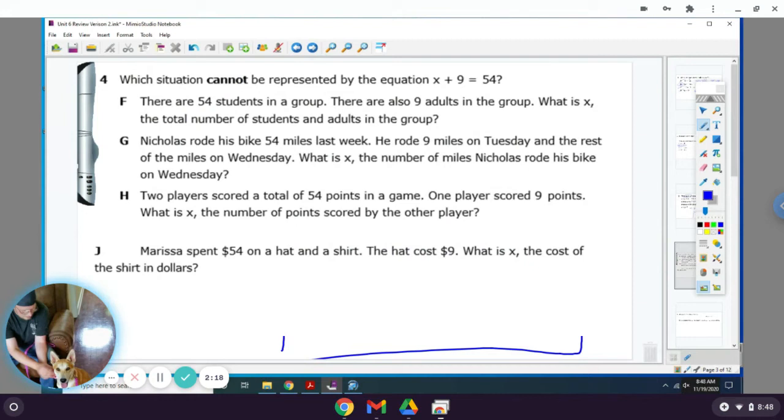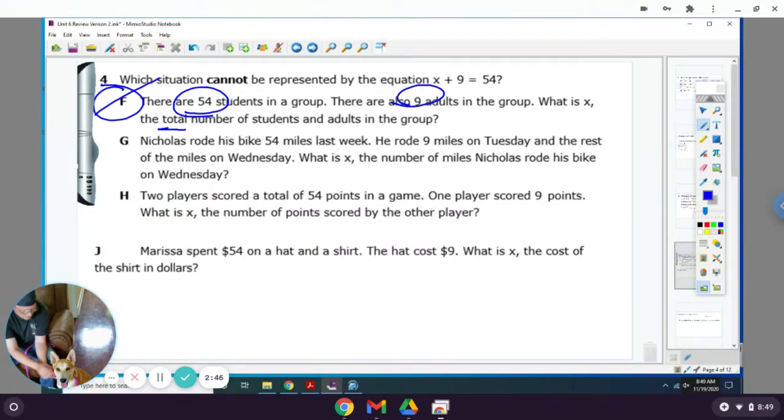Number 4, which situation cannot be represented by the equation x plus 9 equals 54? So there are 54 students in a group. There are also 9 adults in a group. What is x, the total number of students? Well, since it's asking for the total, the way you would solve this is you do 54 plus 9 is equal to x, the total. So that's not the correct situation. So that is the correct answer because it does not represent the equation.